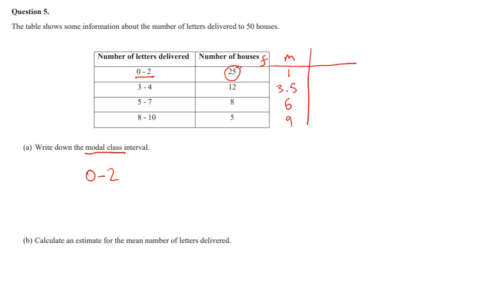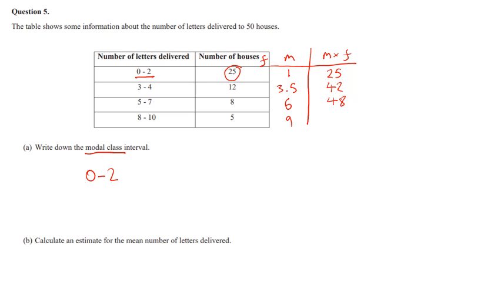I'm then going to work out what M times F would equal. So I know that I've got 25 houses with one letter being delivered. So 25 times 1 is 25. I've got 12 houses with 3.5 letters being delivered. This gives me 42. I've got 8 houses with 6 letters being delivered. So that's 48 in total.